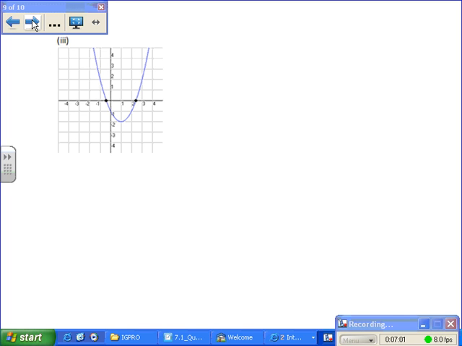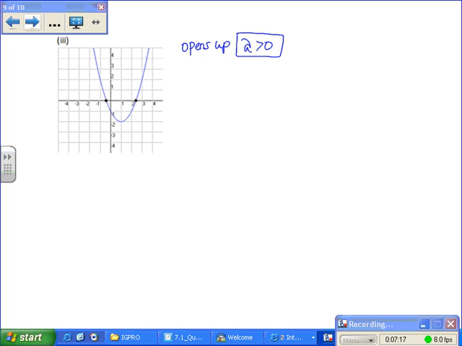And here's this parabola. Again, right away, you look and ask yourself, is it opening up or down? This parabola opens up. And so A is going to be greater than 0. A will be positive.